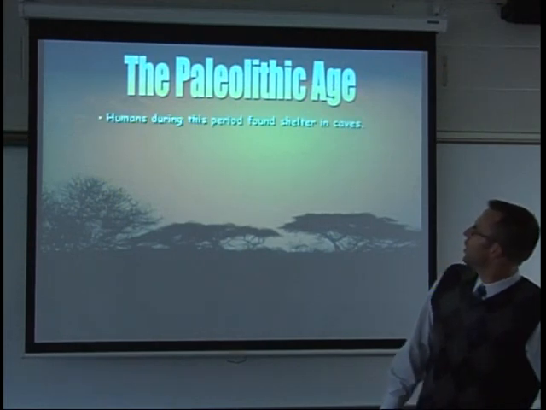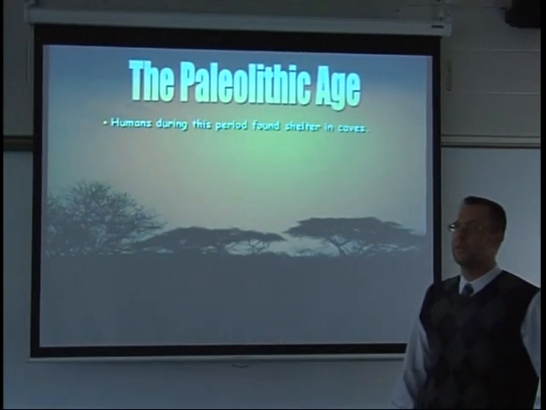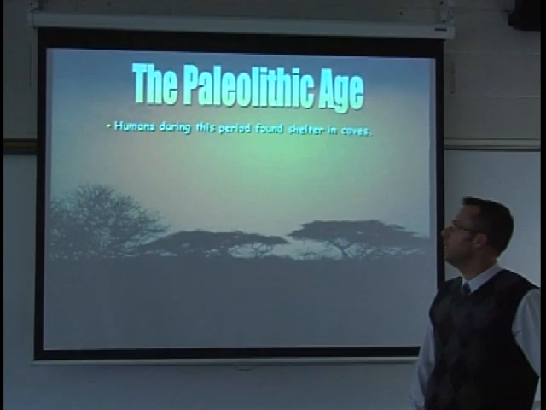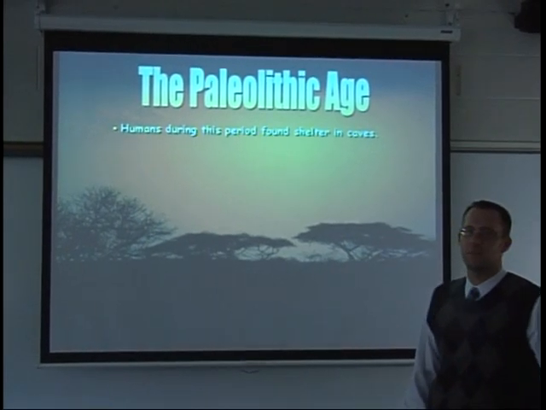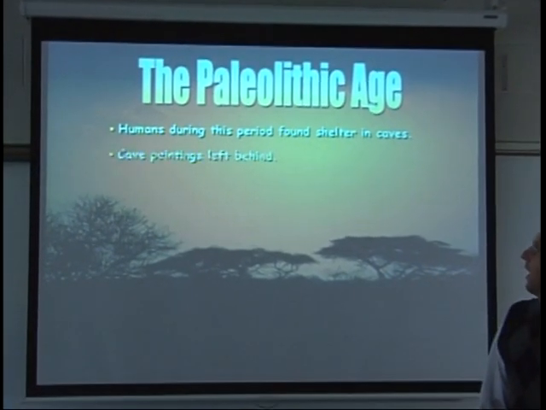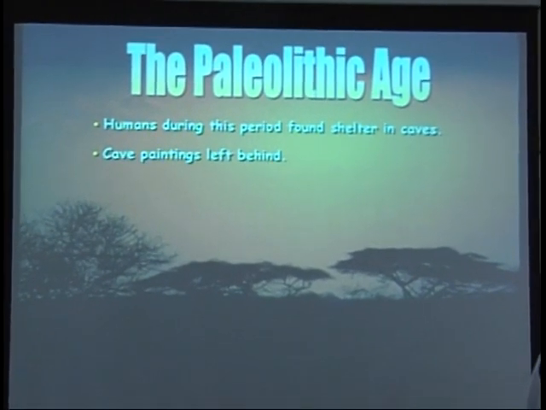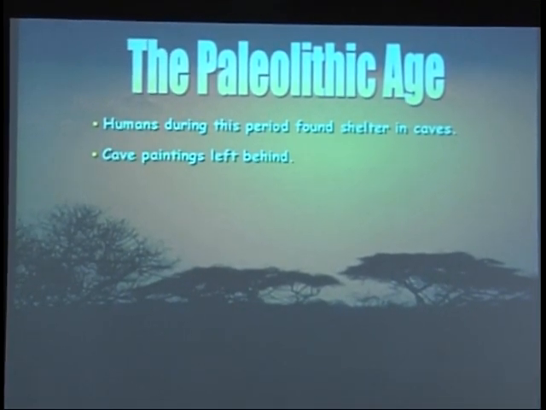Paleolithic Age. Humans during this period found shelters in caves. Okay? It was easily accessible, it was easily made, it was already there, and they just settled there. There were cave paintings left behind. That's how we know that they were there.